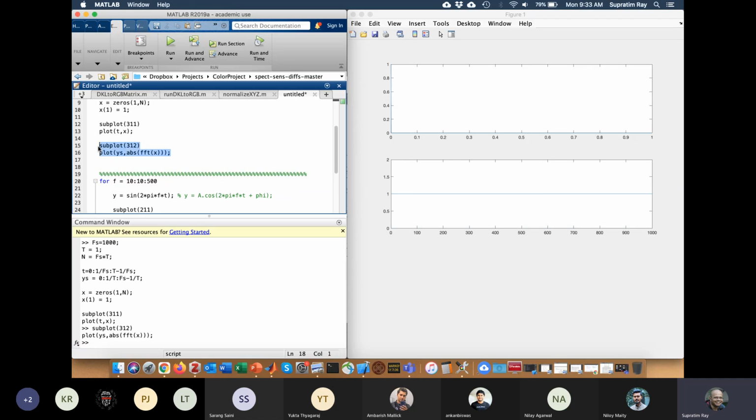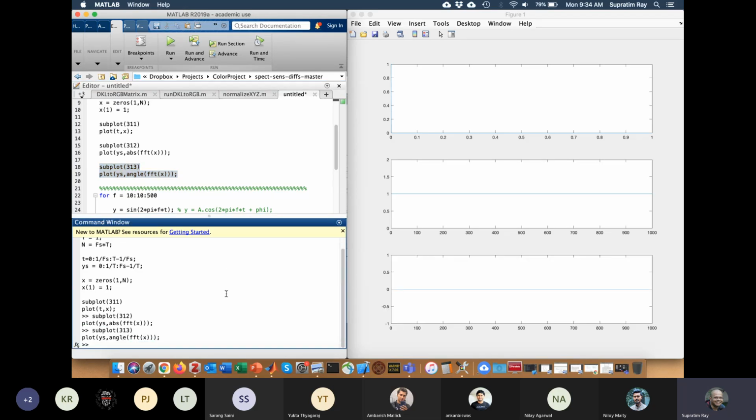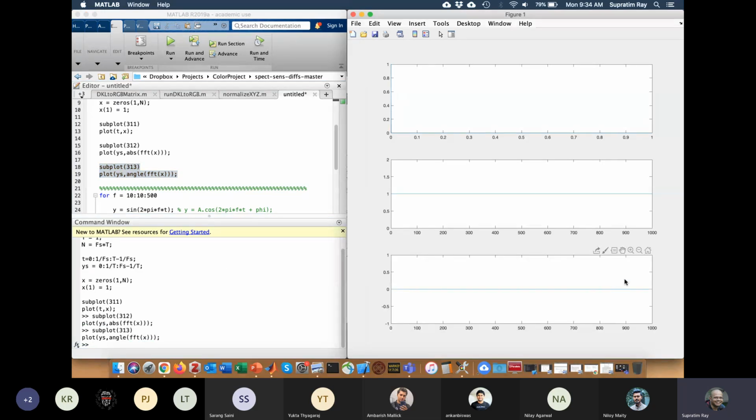Okay, and let me now ask, what is the phase of this? So I'm going to do 313 abs FFT. Instead of abs, I'll say angle. So the phase everywhere is 0. This means the phase of each sinusoid is just 0. So these are actually sinusoids without any shift, and they all add up to give you 1.